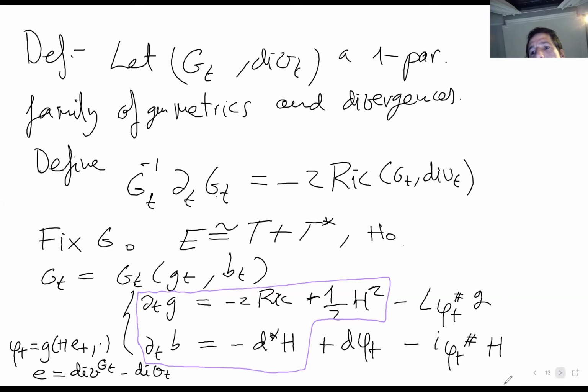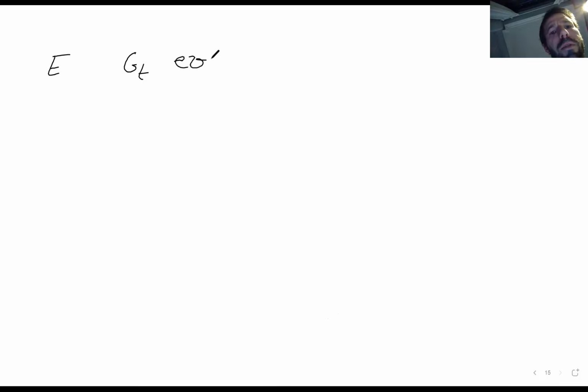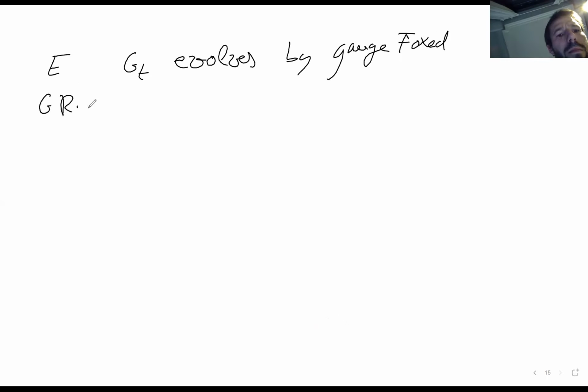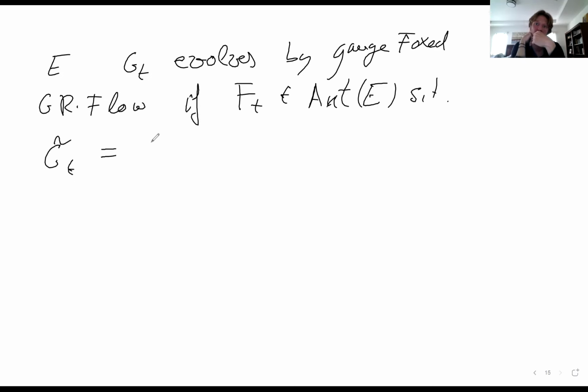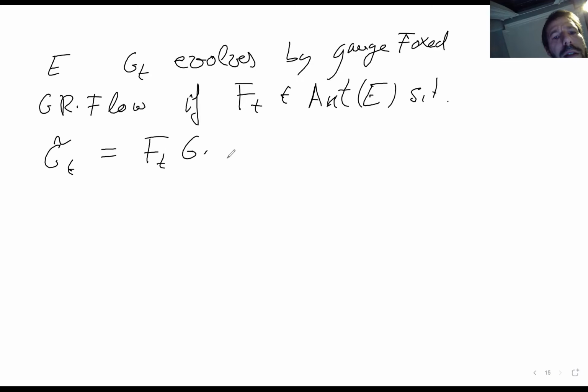Do you mind if I write it explicitly? So if you fix your E, then you are going to say that GT evolves by gauge fixed generalized Ricci flow if there exists FT in automorphisms of phi, a one parameter family of automorphisms, such that GT tilde, given by FT GT FT minus one, solves generalized Ricci flow.